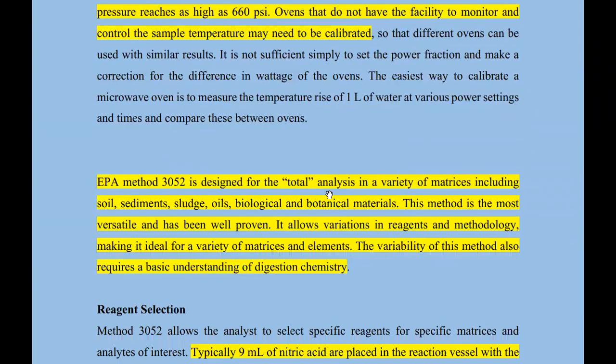Okay, these are some of the methods that I used. This is EPA 3050. They're saying that this one is used to analyze the matrices of sediments, slag, oil, biological, and botanical materials. So if you want to work on those samples, you know the method to use, which is EPA 3052.